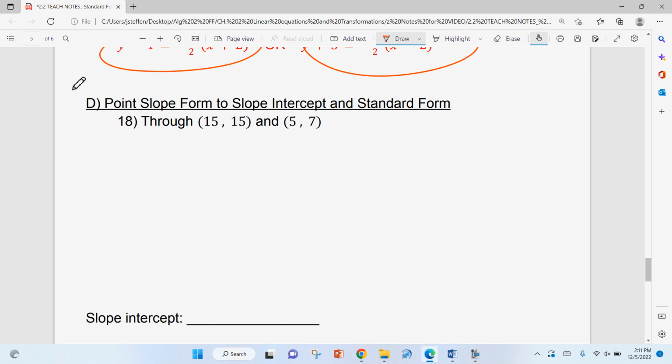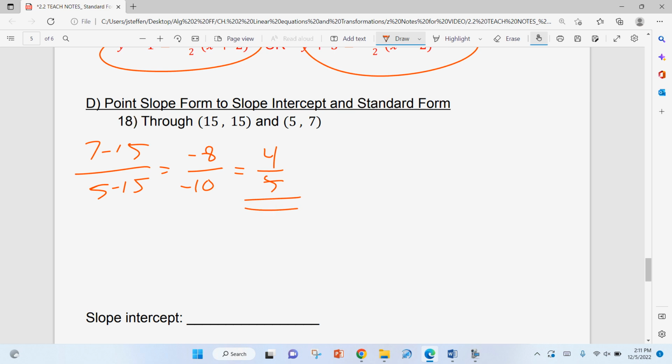Point slope form to slope intercept form and standard form. Okay. So these you're finding the slope first, obviously. So 7 minus 15 over 5 minus 15. So that's negative 8 over negative 10. Which you divide those by 2 is 4 over 5. So that's my slope. So it wants it in standard form and slope intercept form.